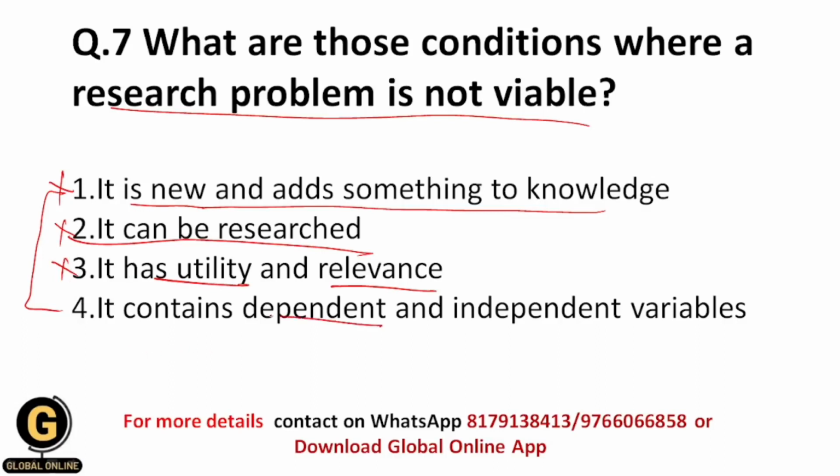It contains dependent and independent variables. Variables are the factors that change their values based on other factors in the study. Dependent factors depend on the other factors, and independent factors do not depend on any other factors. So whenever there is a research problem, it will be viable when it does not contain dependent and independent variables. So this is the correct answer to this question, that is answer 4.